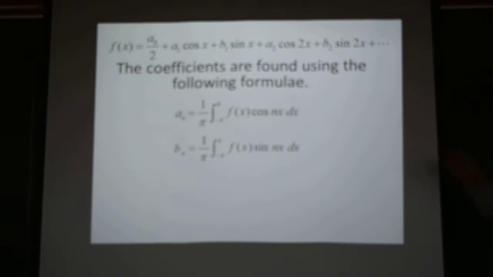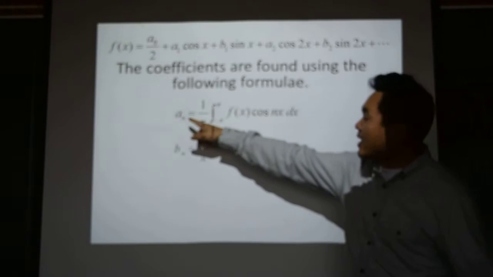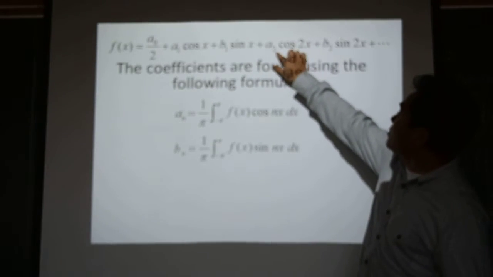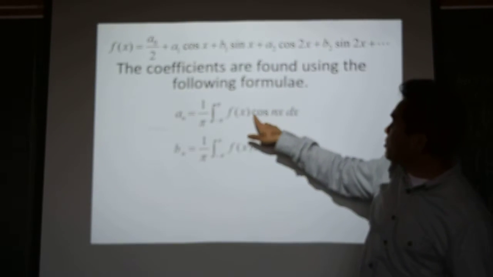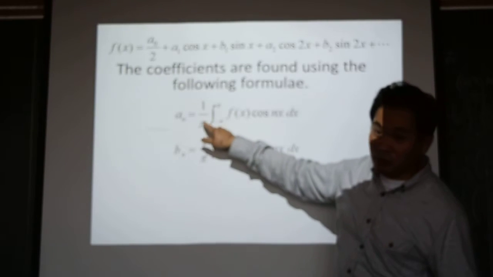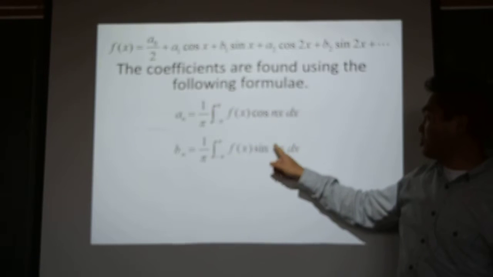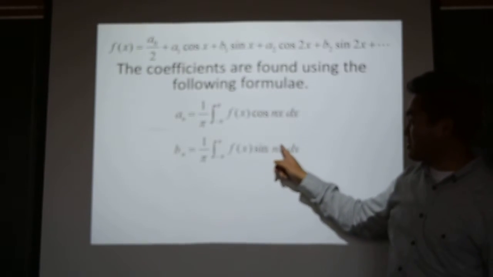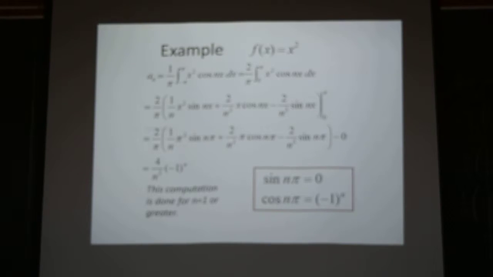So coefficients are found using the following formula. If you want an, because an is in front of cosine nx, right? A2 cosine 2x. You multiply cosine nx and you integrate, which results in pi, so you divide by pi. Same thing for bn: you integrate by multiplying by sine nx and divide by pi. So you can get everything.